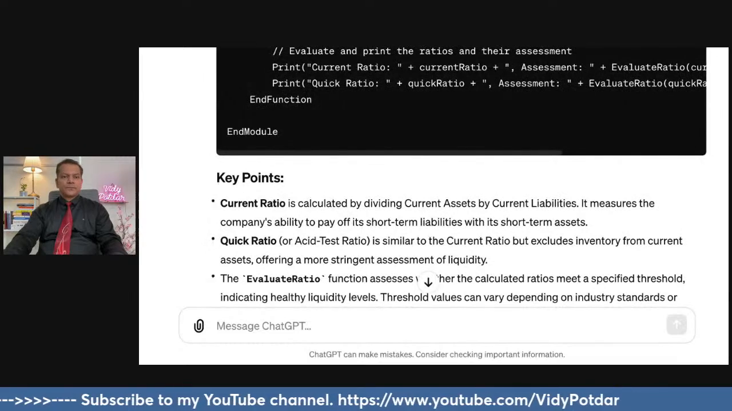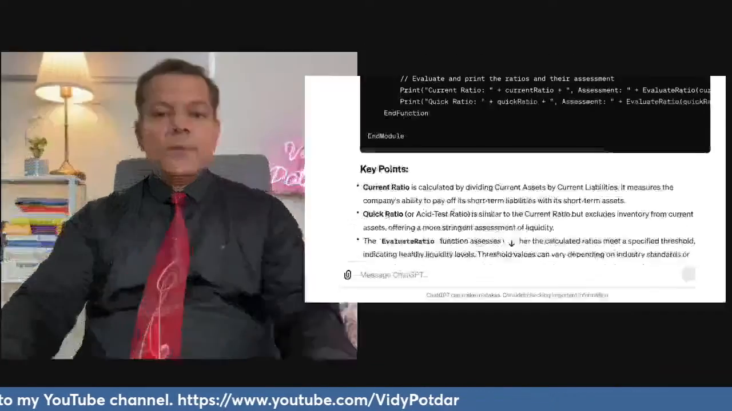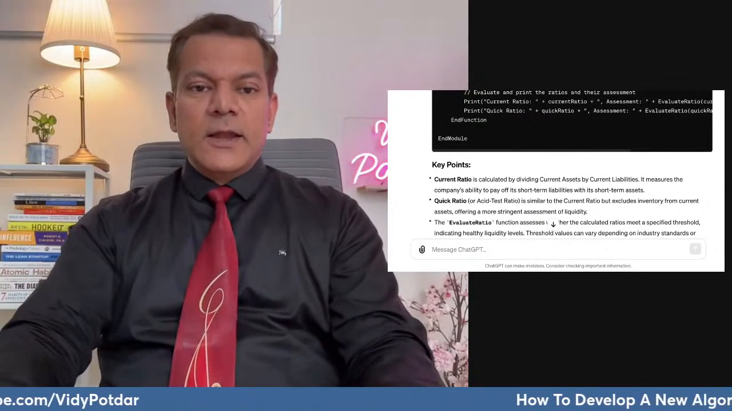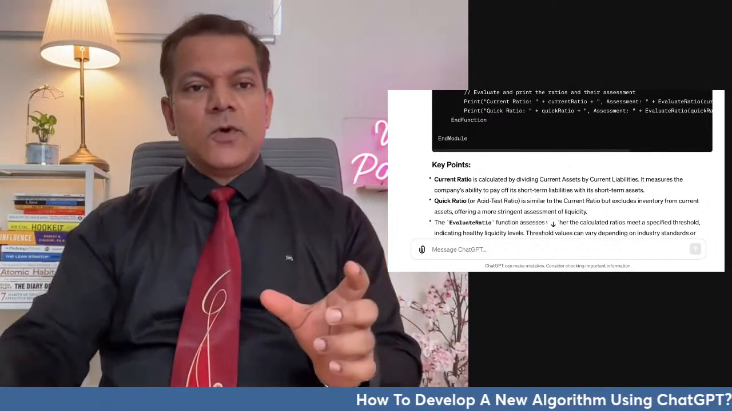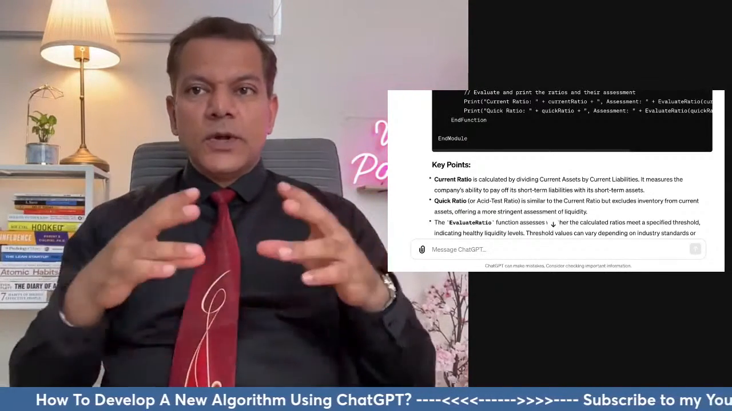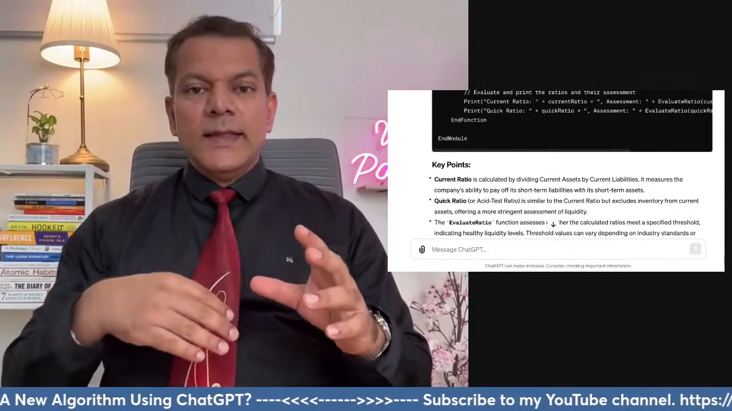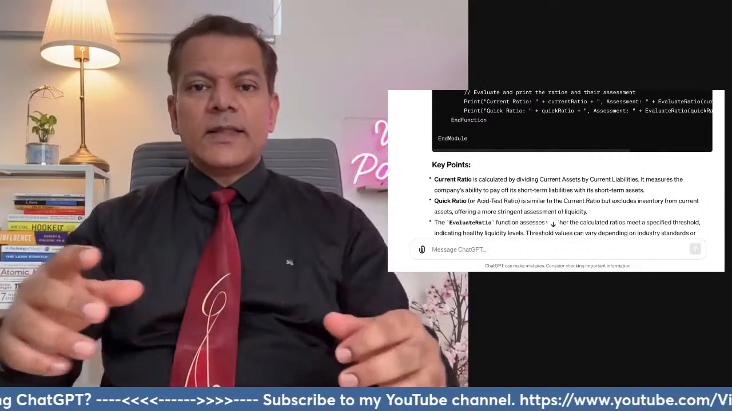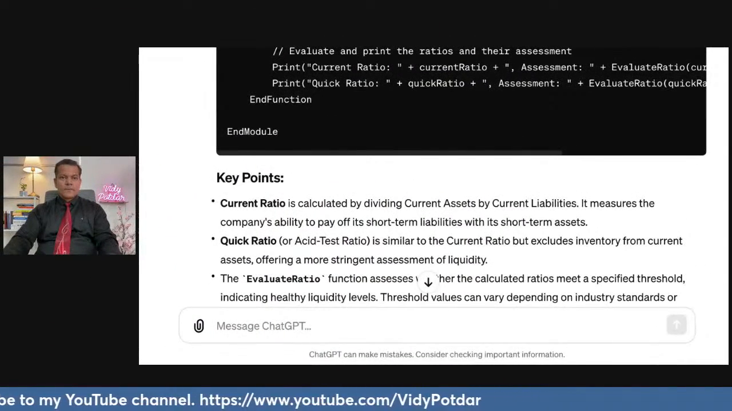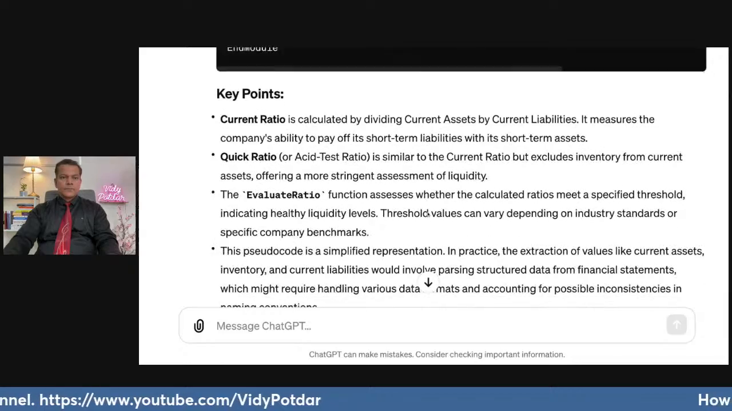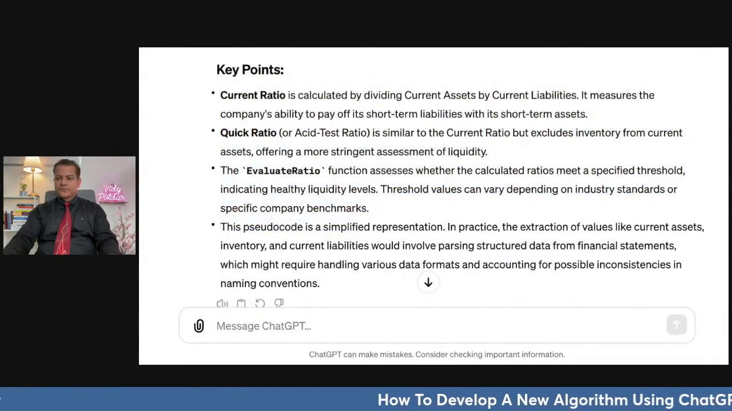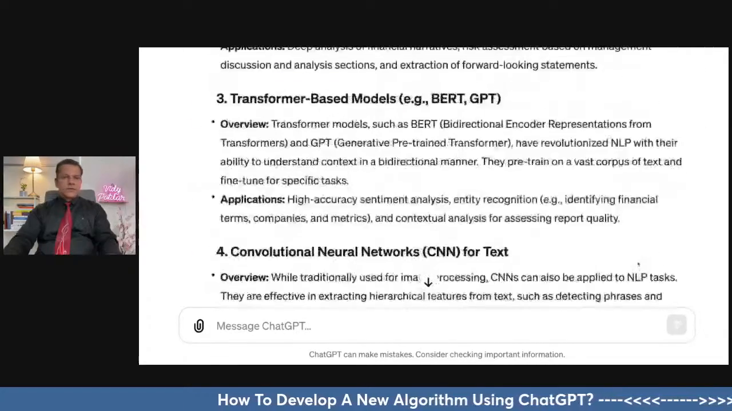Similarly, you can make the code for other modules of your algorithm as well. So slowly, what you are doing is collecting different components of your algorithm and putting them together so that in the end you get the entire, complete algorithm ready. And then it also gives you some key explanations around here.